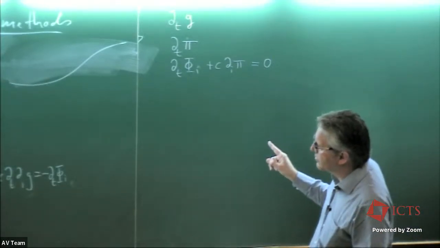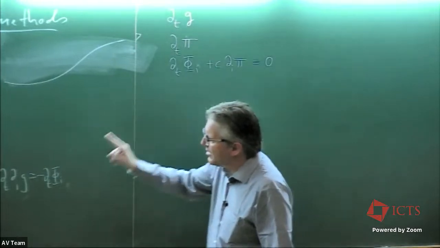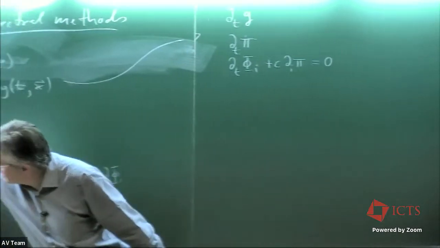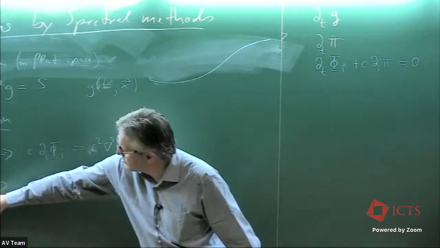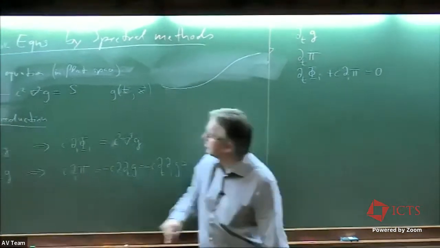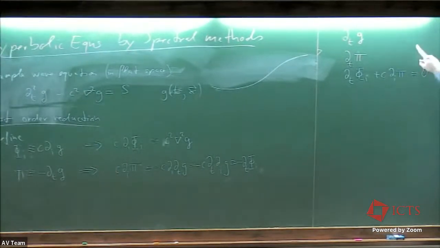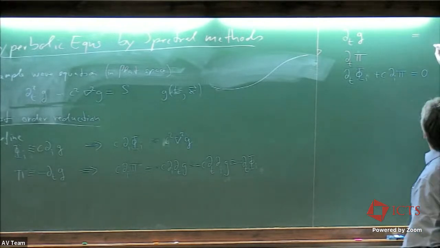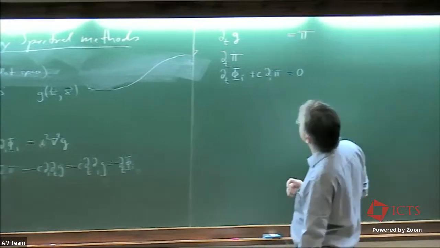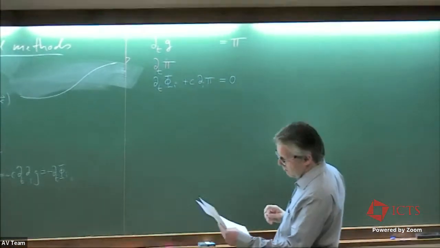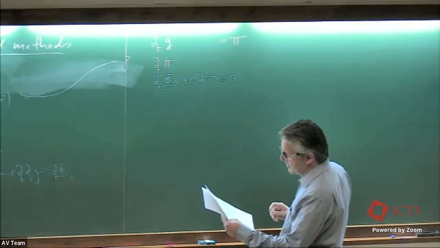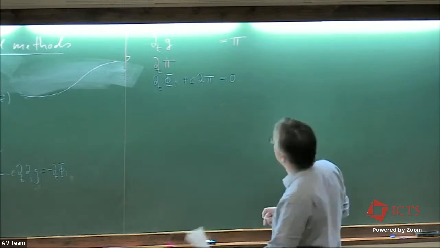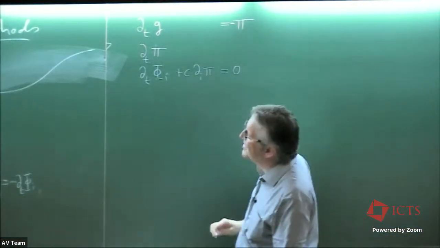What else do we have? We have our definition for pi, which happens to give us the time derivative of g. So this is the first equation here. This is a pi. I have messed up here, haven't I? I need a minus sign.